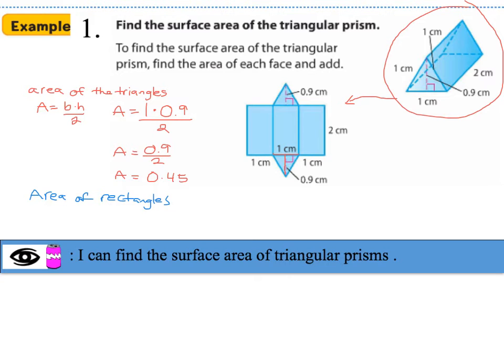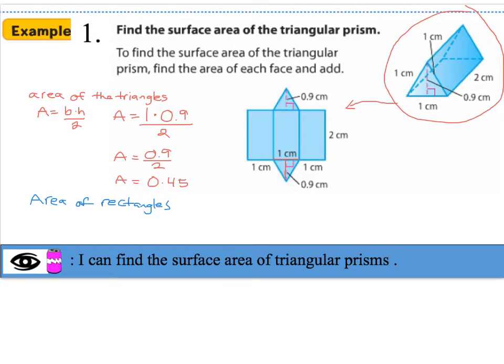Before we find the area of the rectangles, let's make sure we label our units. The area of the triangle should have been 45/100 centimeters squared. Alright, so finding the area of the rectangle, I'm going to use area is equal to base times height. And I know that the base of it would be 1 centimeter and the height of it would be 2 centimeters. So area is equal to 1 times 2, and the area of one rectangle would equal 2 centimeters squared.